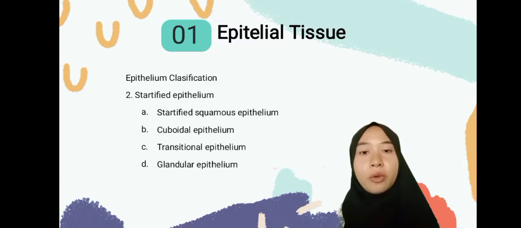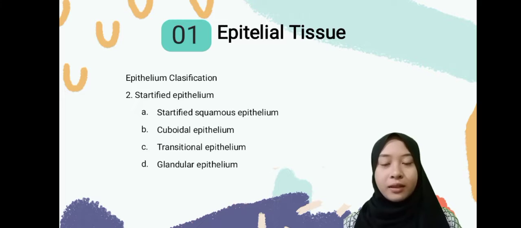The second, stratified cuboidal and stratified columnar epithelium, is rarely found in the body, only in the duct tract. For example, mammary glands, salivary glands, and the base of the esophagus, and it plays a role in secretion. The third is the transitional epithelium. This type is found in the urinary organs, such as the ureter and the inside of the kidney. It forms an impermeable barrier so that urine does not penetrate the bladder wall.